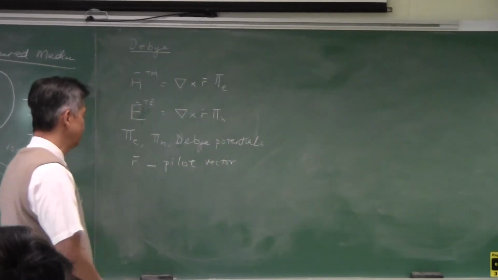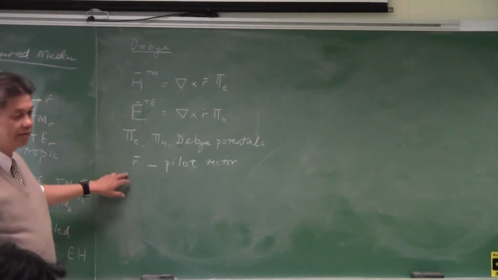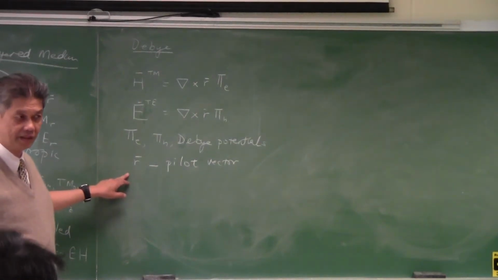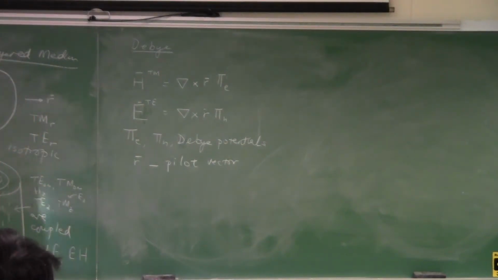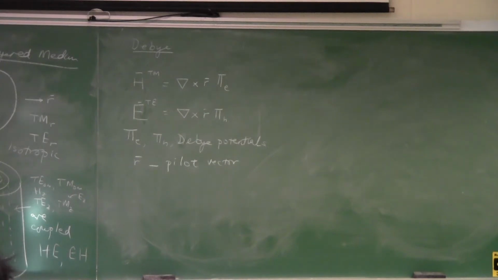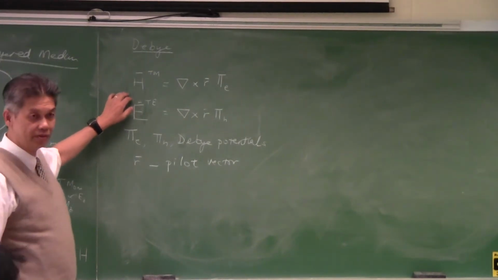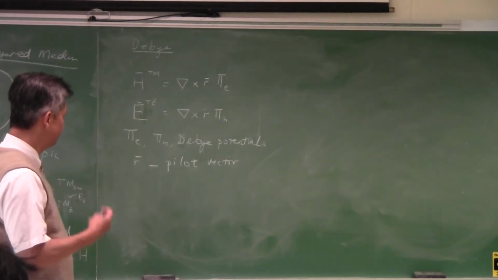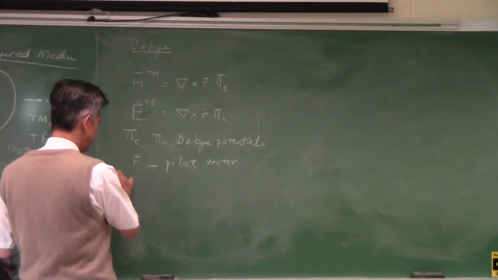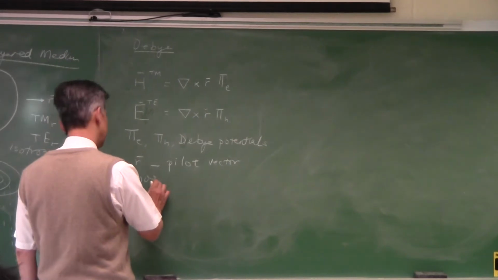Because it's a vector that causes the field to be transverse to R, we call it the pilot vector. And I'd like to prove to you that this is a possibility for a solution to Maxwell's equations. In fact, for a homogeneous medium, you can discuss the case of a homogeneous medium first.